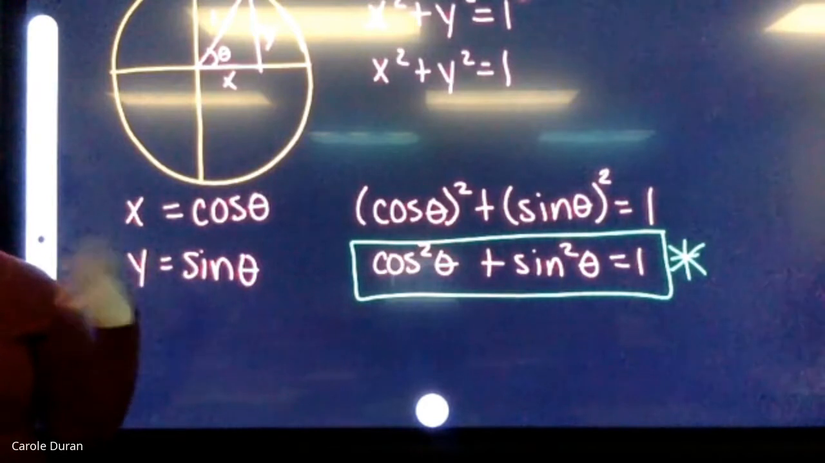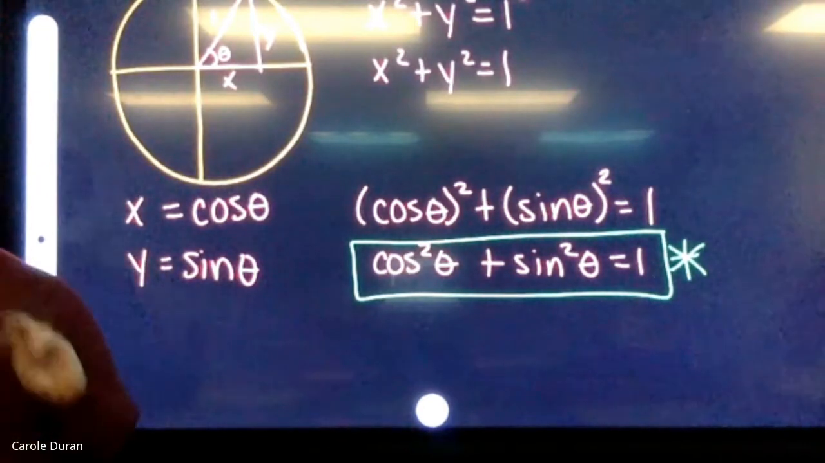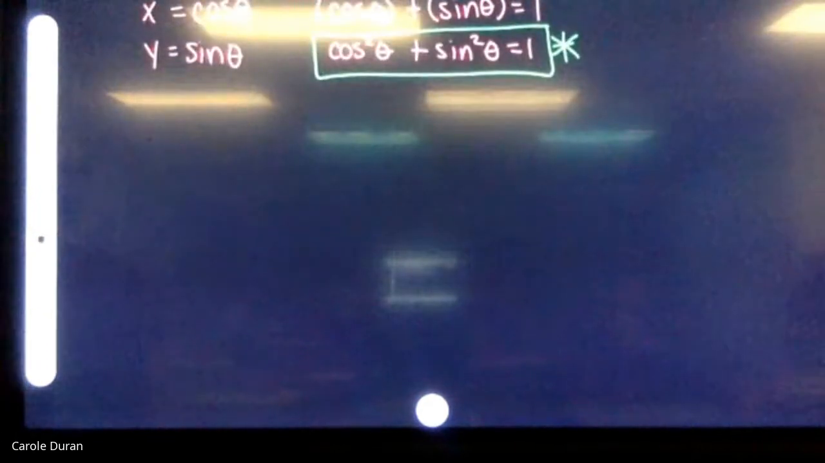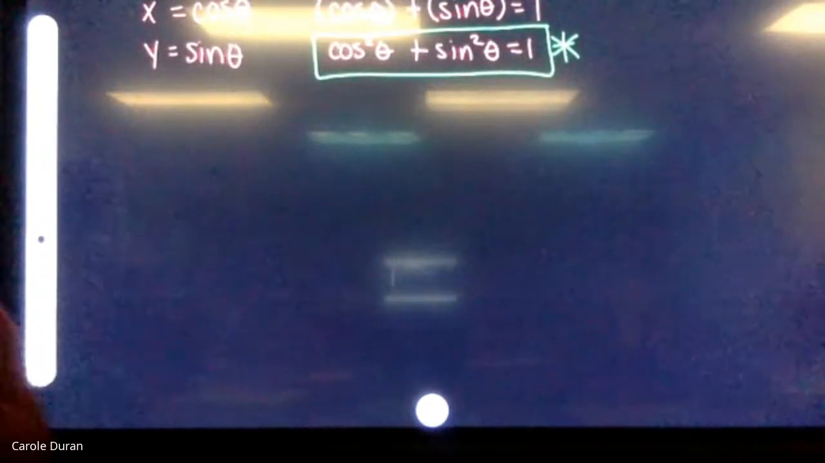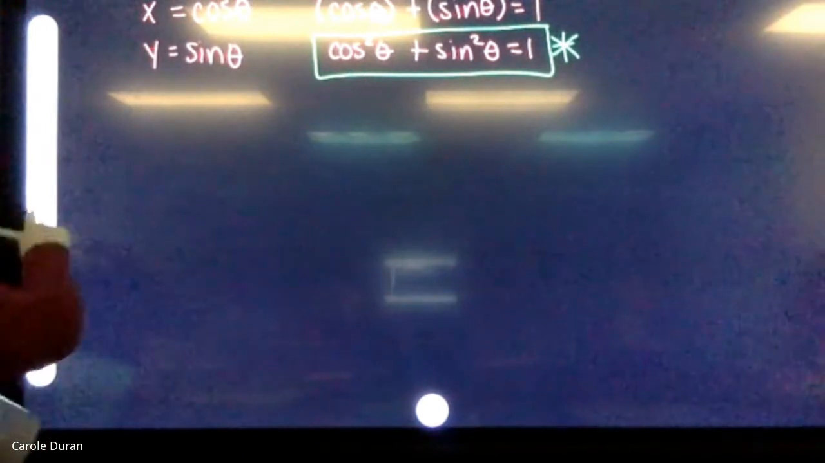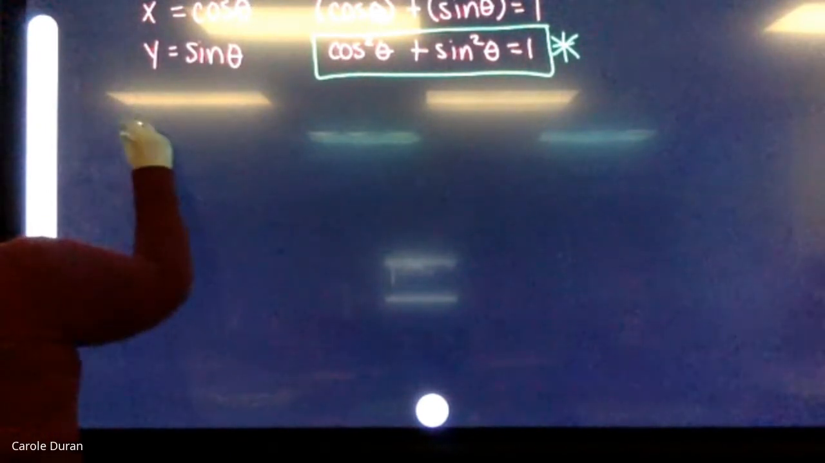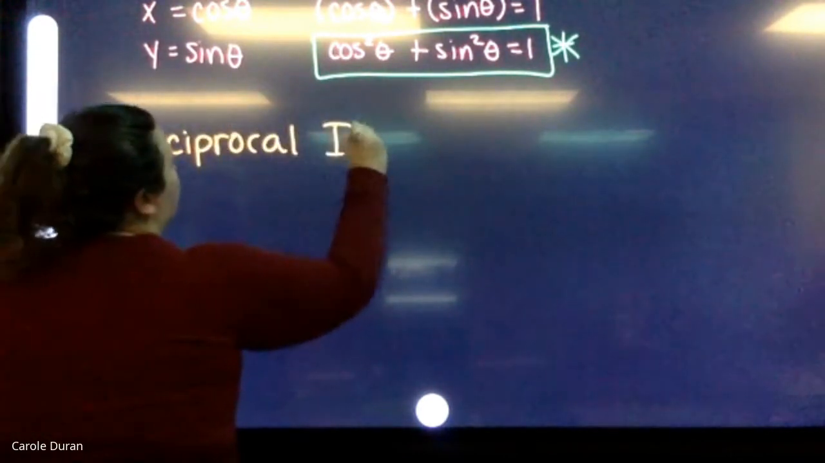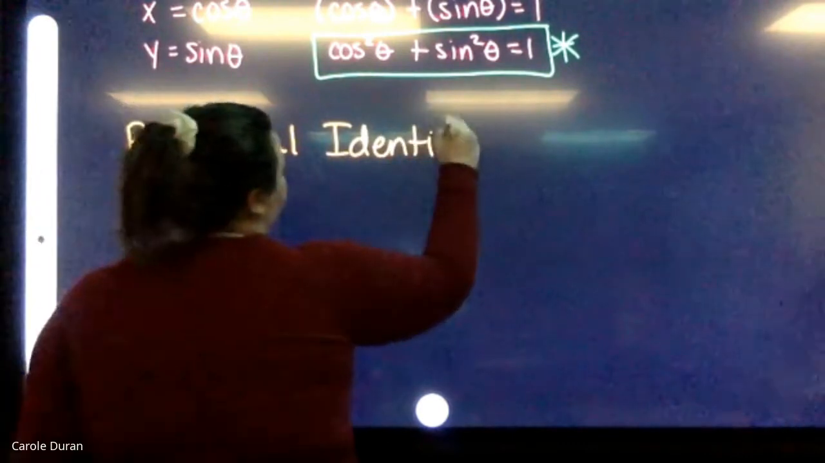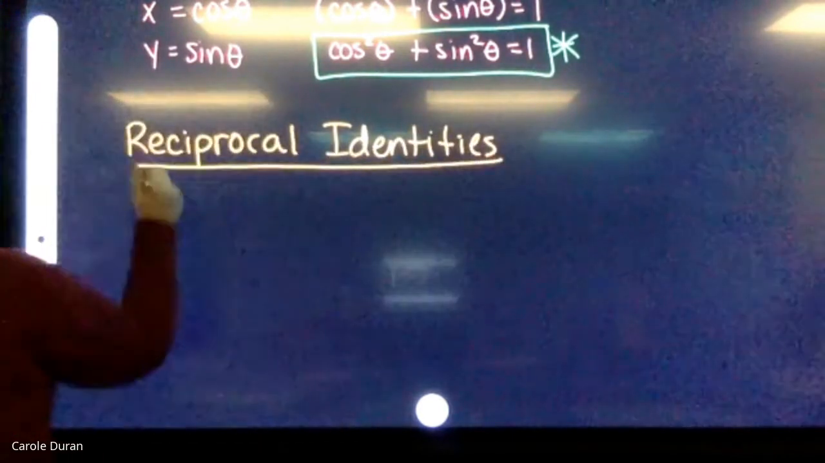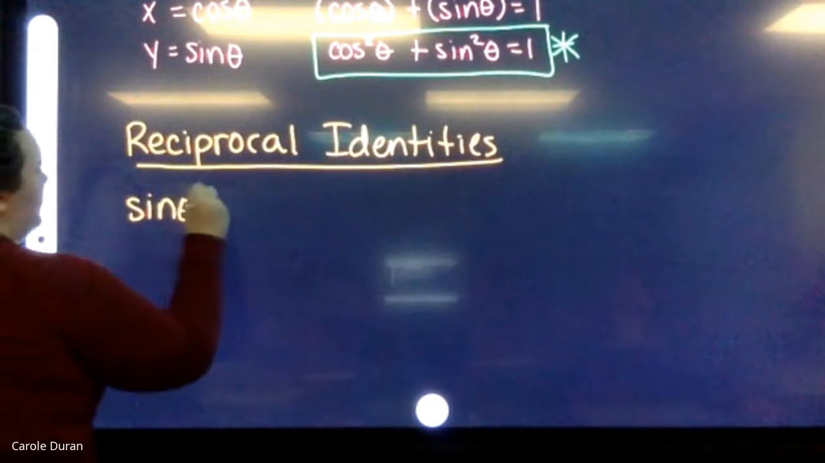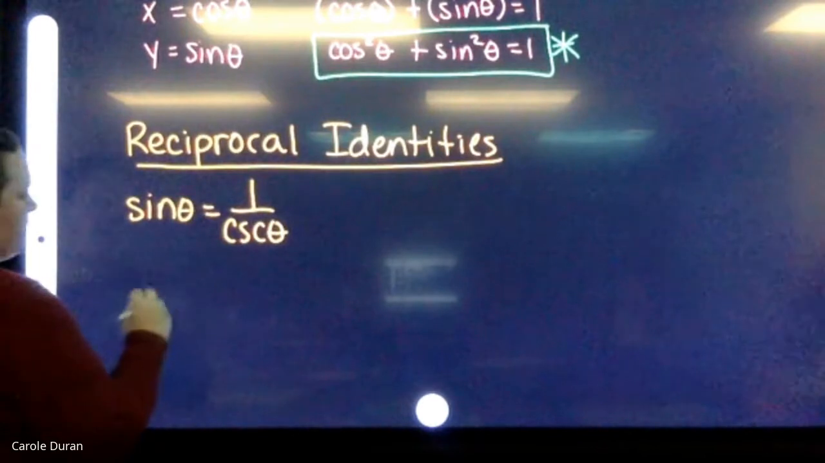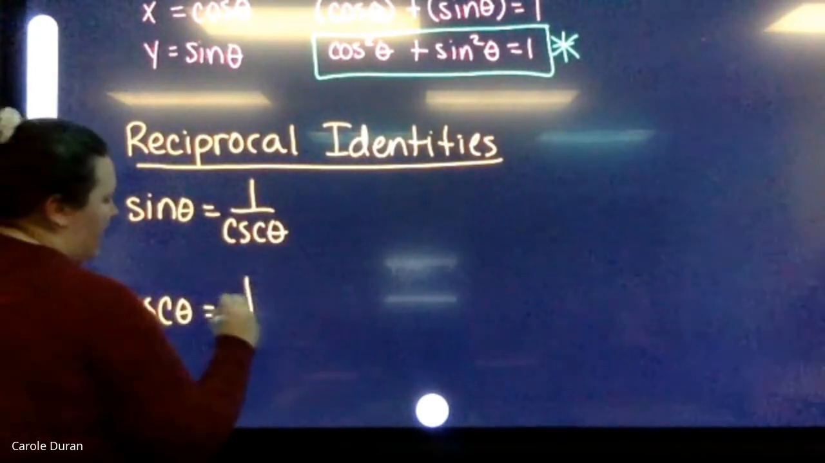So now we're going to look at some other identities that will help us create the next 2. We're going to identify what our reciprocal identities are. I'm pretty sure we've gone over these already, so these shouldn't be 100% new to you. But we're going to formally write them out so that they're in one place. Our reciprocal identities relate our trig functions to each other. For example, I know that sine of theta is equal to 1 over cosecant of theta, and cosecant of theta is equal to 1 over sine of theta.